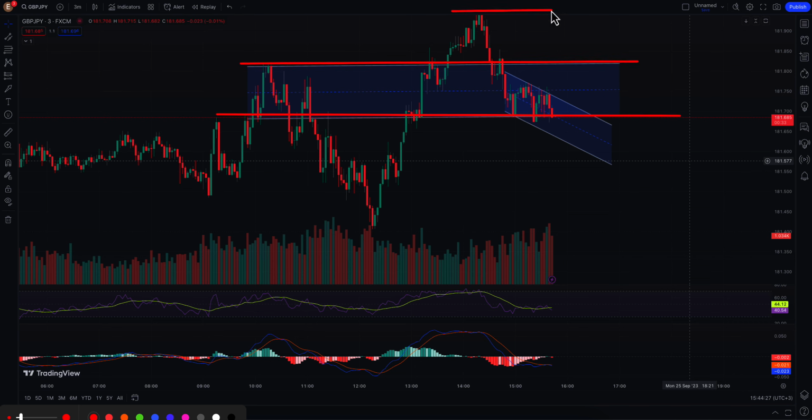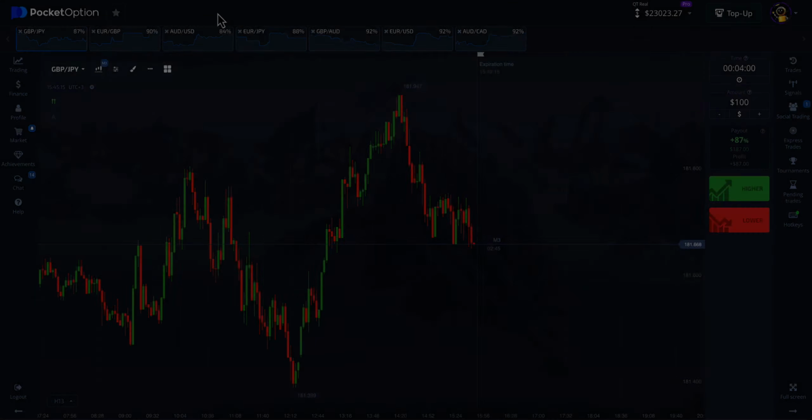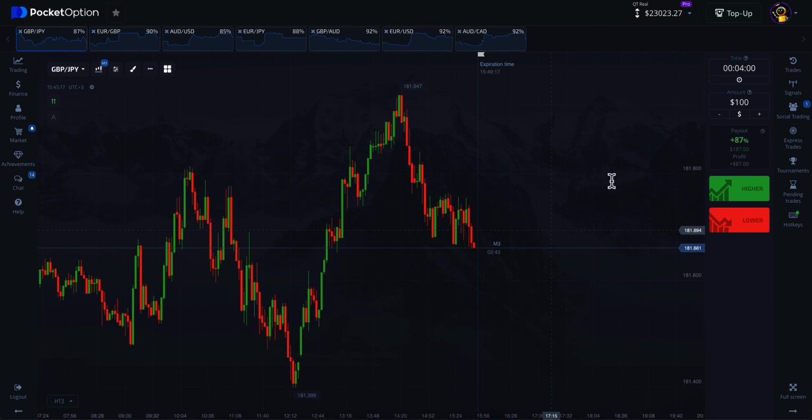Currently, the price is trending at the support level of the sideways range, and if we look at the indicators, we can clearly see the downward trend. Therefore, I expect a reversal from the level and a move upward within the trend. So let's switch to the broker. I'll open a position with a 5-minute expiration for a price increase.